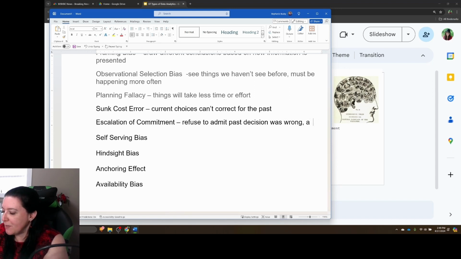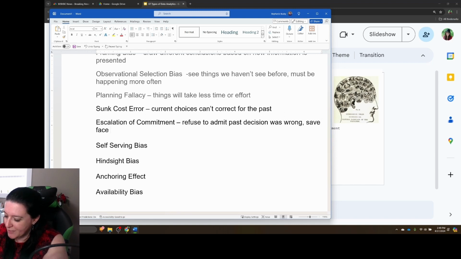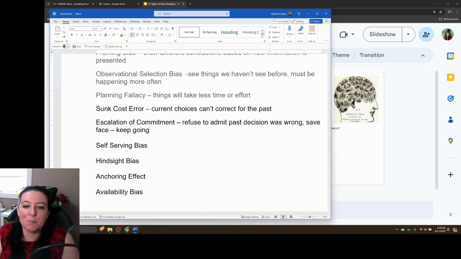And so to save face, because you refuse to admit that you screwed up, you just keep going. While sunk cost is money, escalation of commitment is about time. We realize that it was a wrong decision, but in order to protect ourselves and not admit that we're wrong, we just keep going at it. And so these are very human mistakes: sunk cost error, escalation of commitment, where we are so tied to what happened in the past, or the fear of looking like an idiot, or that we didn't do the right thing, that we just keep going the wrong direction regardless.